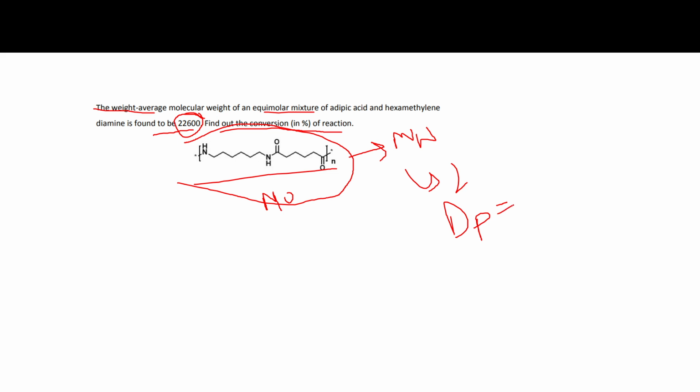So degree of polymerization will be total molecular weight divided by repeating unit molecular weight. So repeating molecular weight will be M0. So how can we calculate that repeating unit molecular weight? So we have to calculate those numbers. If you calculate, what will be the repeating unit molecular weight here?